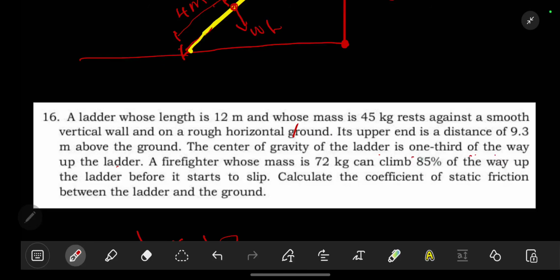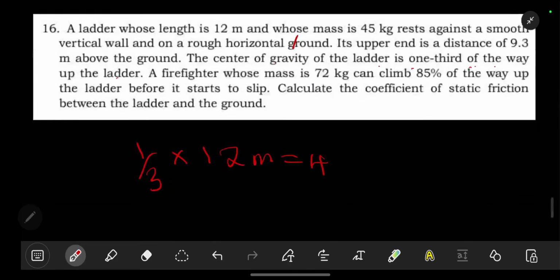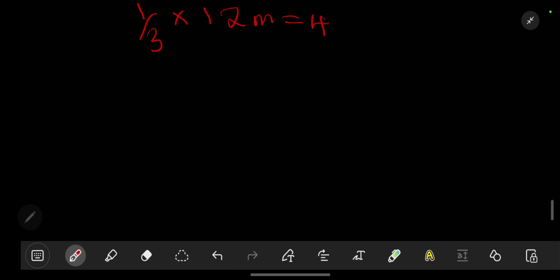Then the other thing that we have is we are told that a firefighter whose mass is 72 can climb 85% of the way up the ladder before it starts to slip. Remember, they can climb 85%. So what is 85% of 12? That is how far they can climb.